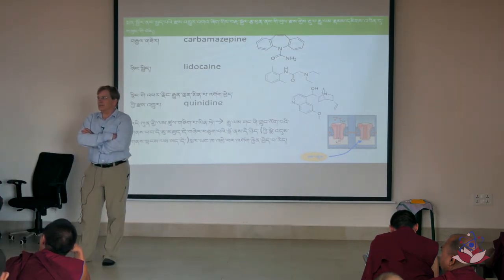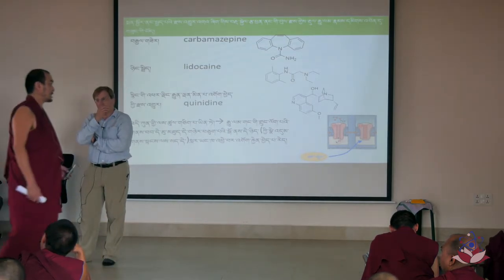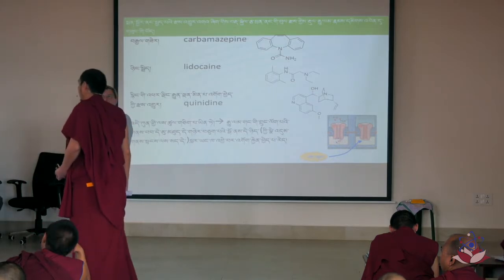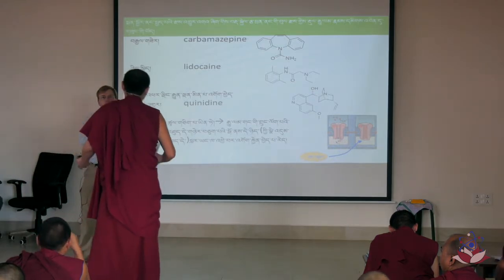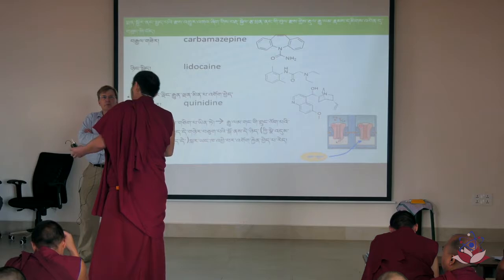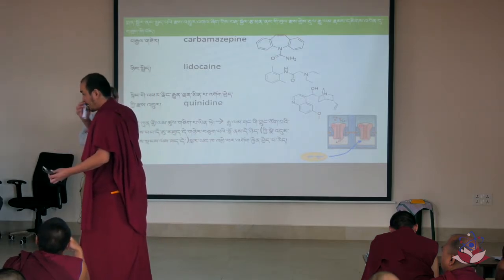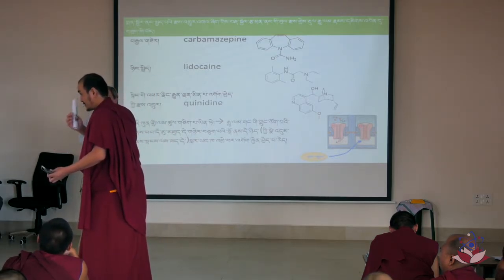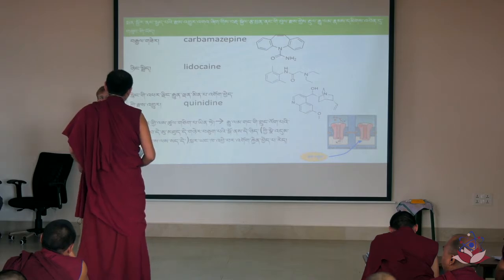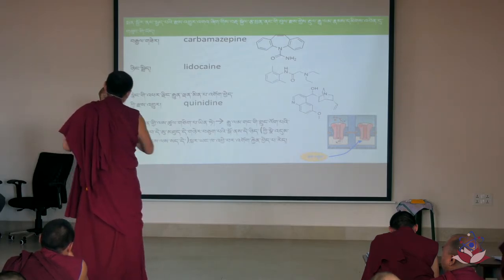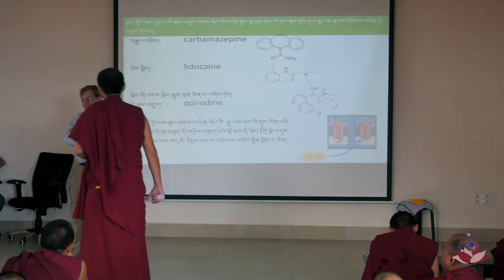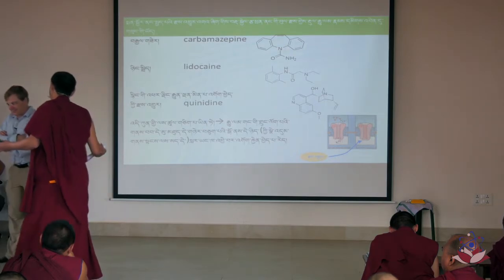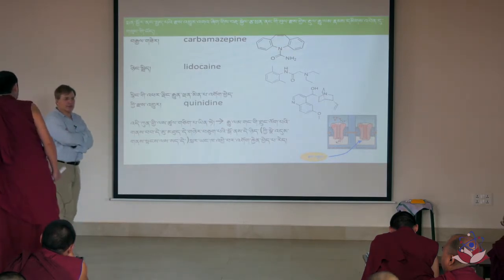So the potassium channel only lets ions pass from outside to inside, not the other way around, or does it do both ways? It does both directions.